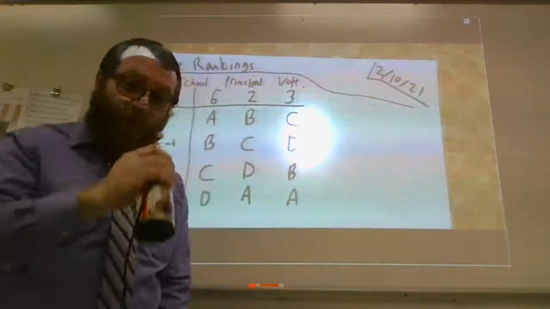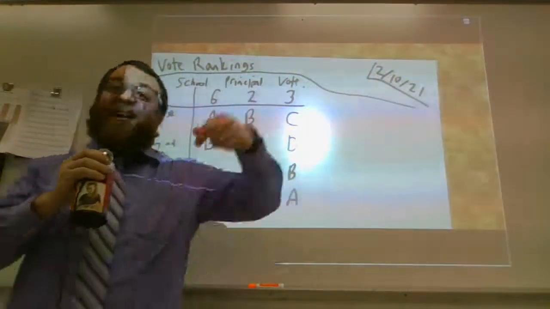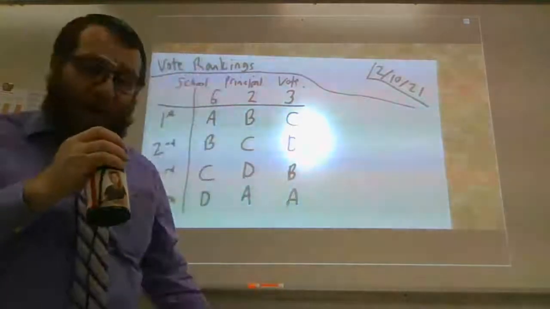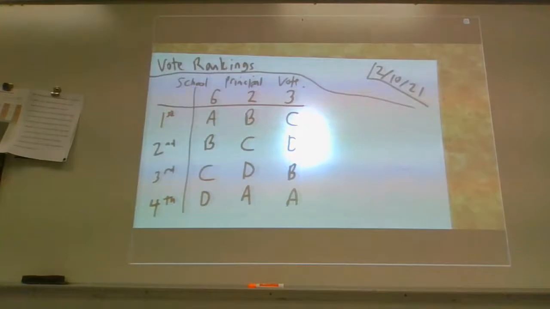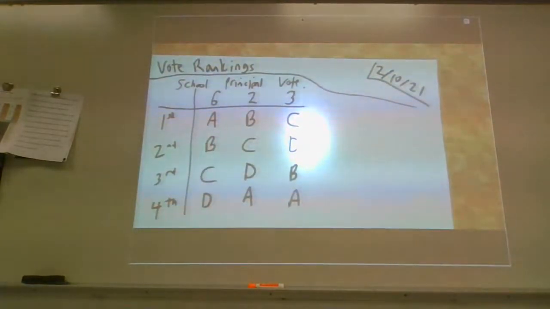You have to agree on the system of voting, and typically, you have to agree on the system of voting beforehand. This school board made a huge mistake because now they just opened up a whole can of worms. So let's just see how this plays out. First and foremost, let's do plurality.